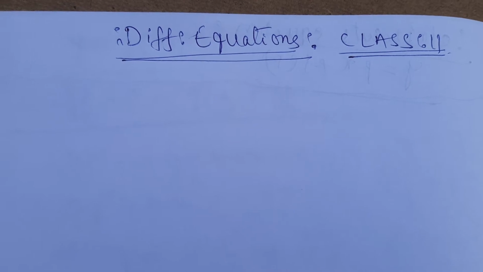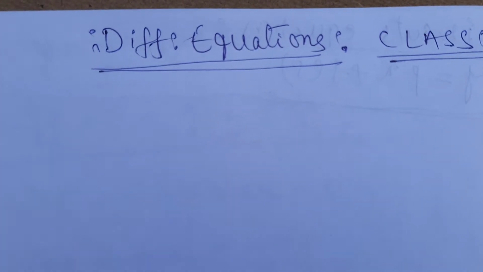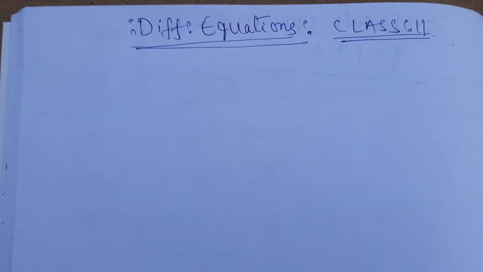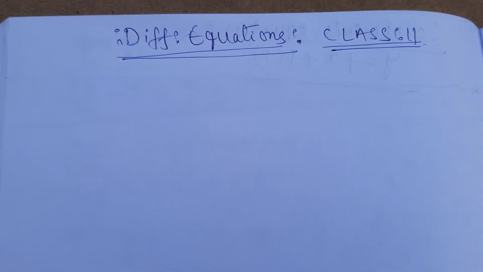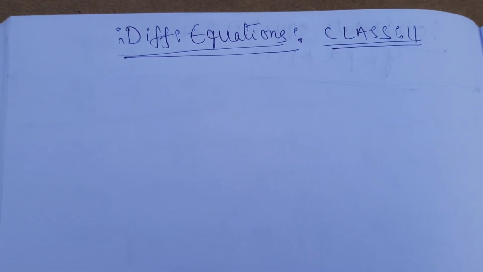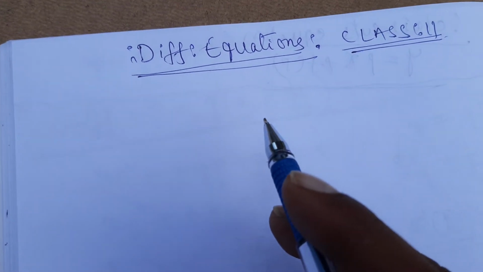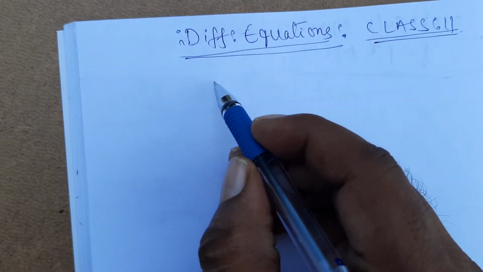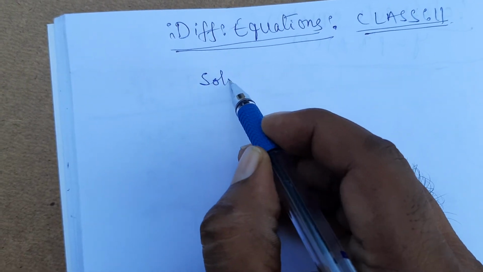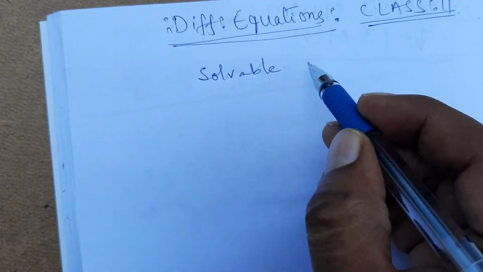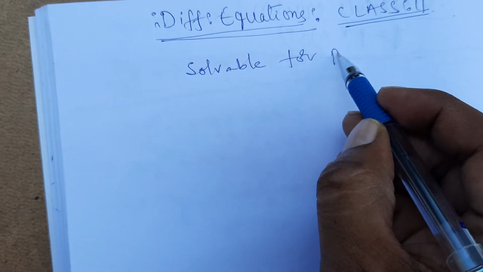Differential equations. This is the last class for the differential equations. Only two models are there. Exclusively, these are important only from the IIT JEE point of view, not from the board exam point of view. Till now, we completed one model, solvable for P.